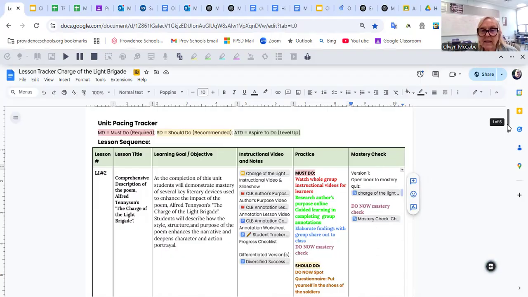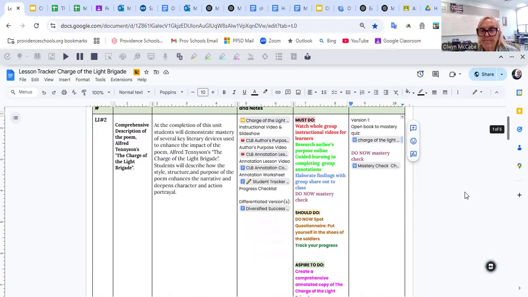The other thing is we had the must do, which include watching the videos and completing the worksheets. Then we have should do. And should do's would be spot checks, and we have a tracking your progress. It's called a progress tracker sheet. And you use that to go, yes, I did that. Yes, I did that.